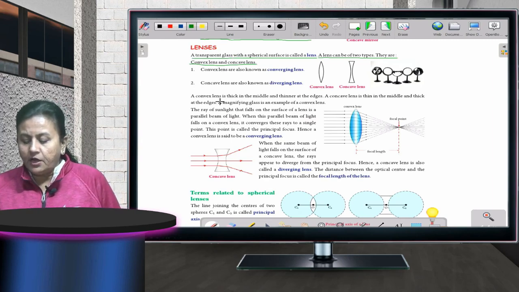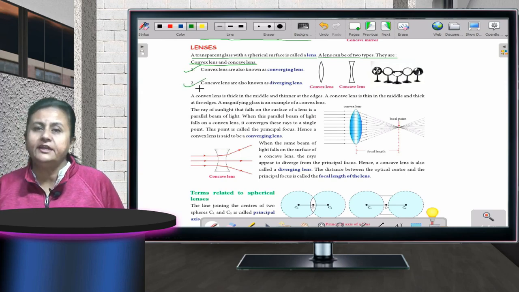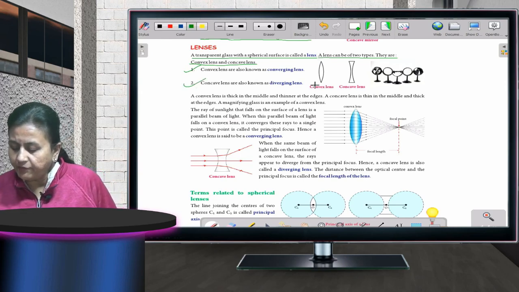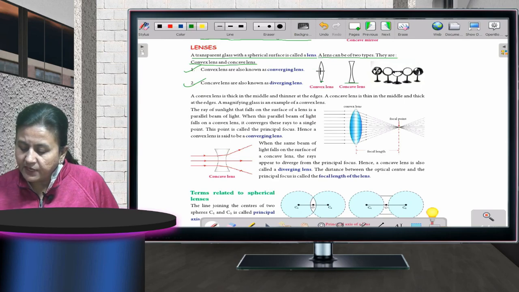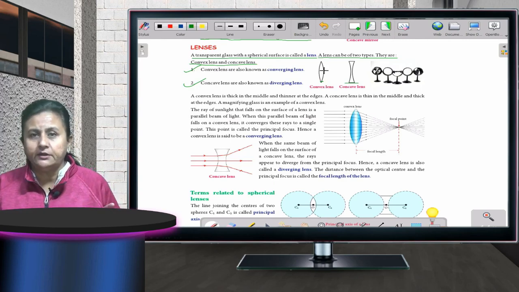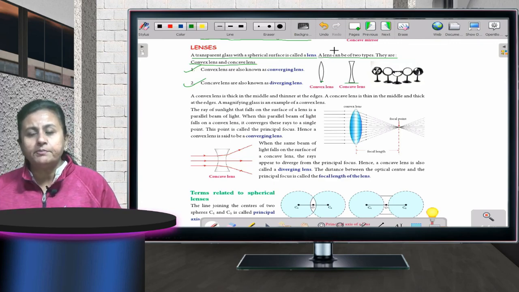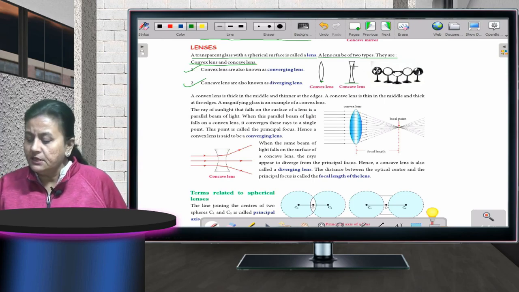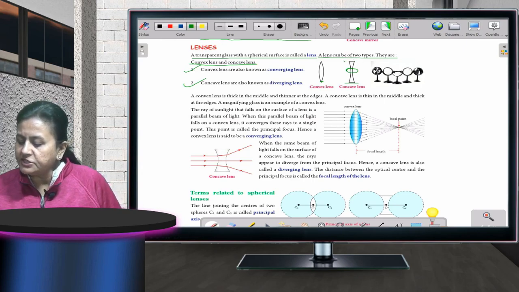Now there are two types of lenses, I told you. First is the convex lens, known as converging lens, and the concave lens, known as diverging lens. You can see this is the diagram of the convex lens over here, and now in the concave lens you can see the diagram here. The middle part of the convex lens is thick, but as we go towards the edges, it becomes thin. The opposite is in the concave lens. The middle part is thin, but at the edges it is broad.